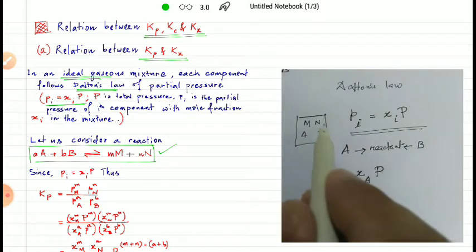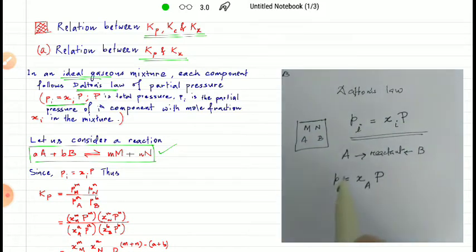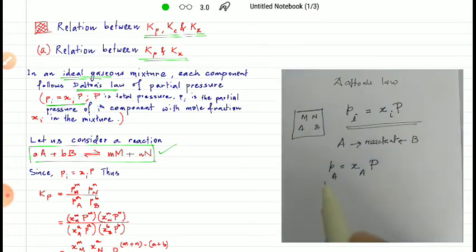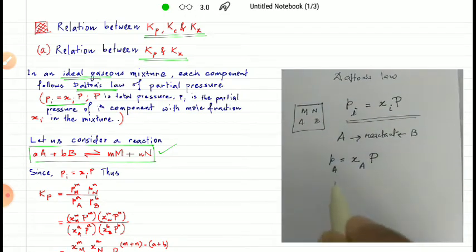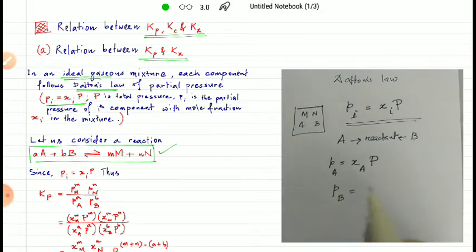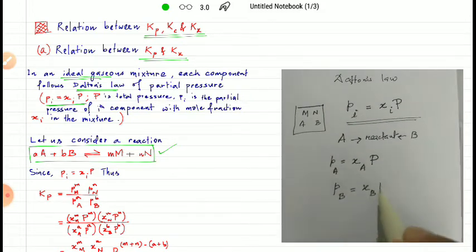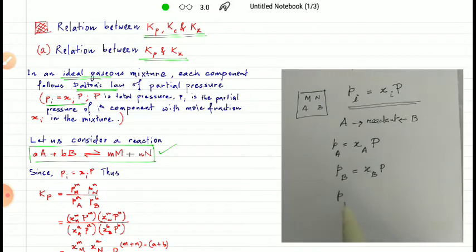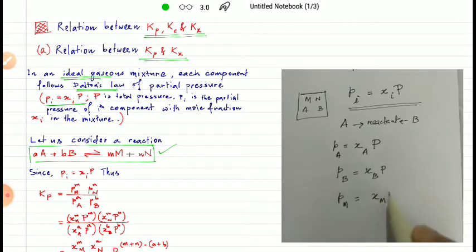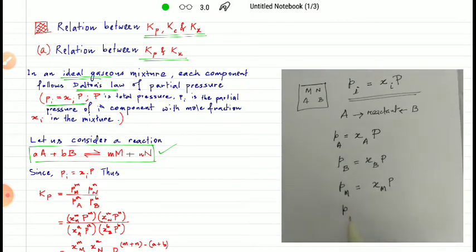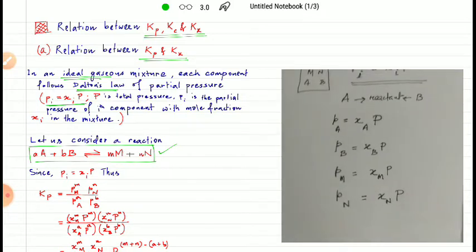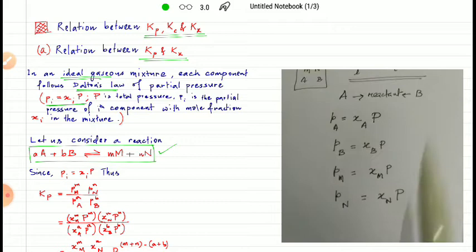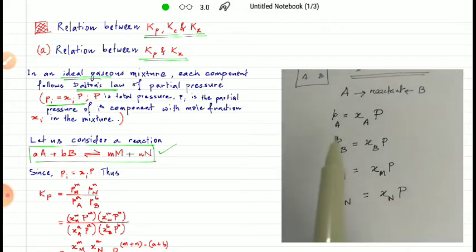Capital P is the total pressure exerted by all the components. So this is the partial pressure of the component A. Similarly, we can write the partial pressure for B is equal to xB P, the partial pressure of reactant M is equal to xM P, and the partial pressure of N is equal to xN P. So we have this relation for the partial pressure.